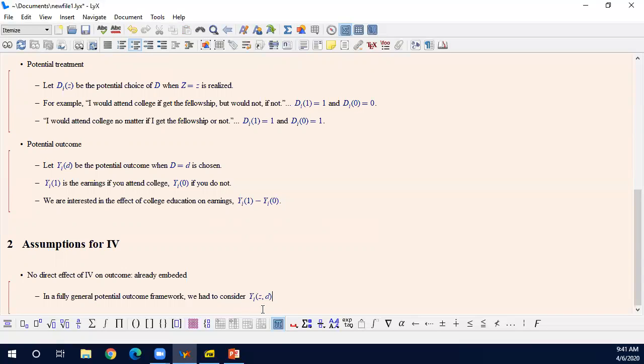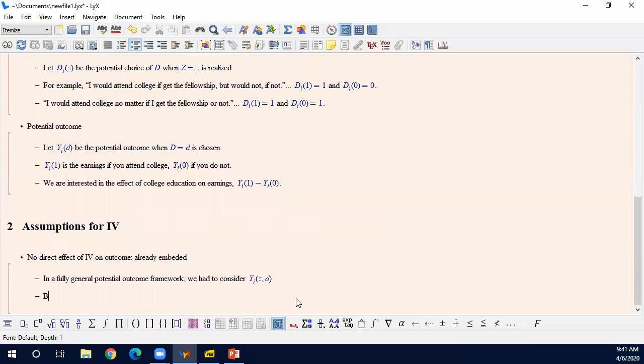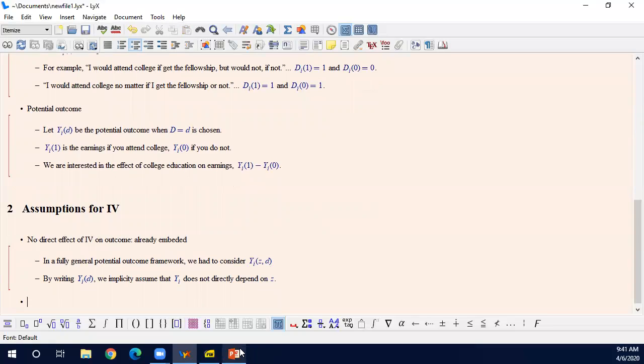However, by writing Y as a function of D, we implicitly assume that Y does not directly depend on Z. This is an assumption we already imposed. So this is the first assumption we needed.